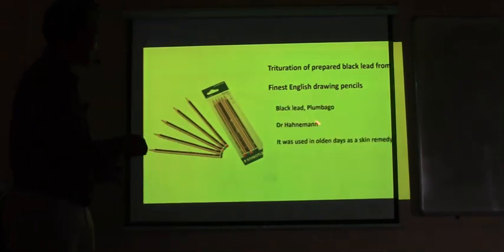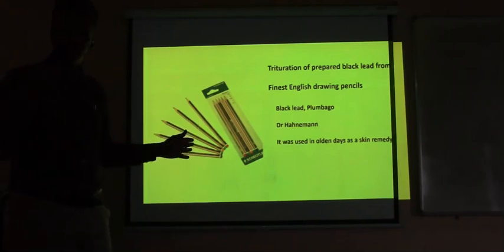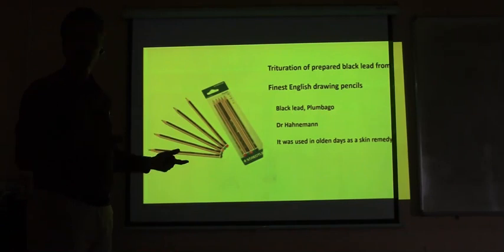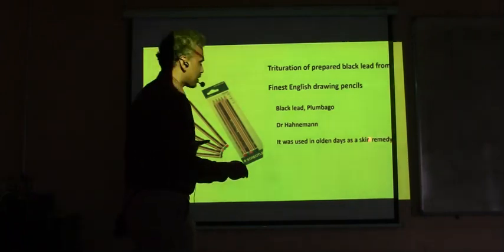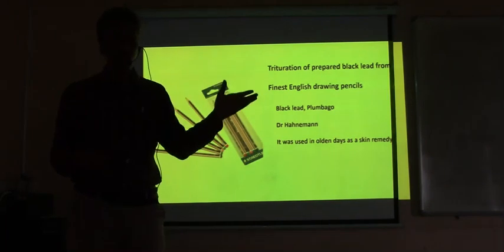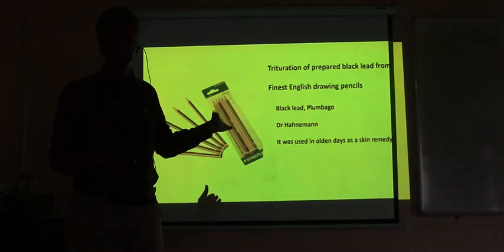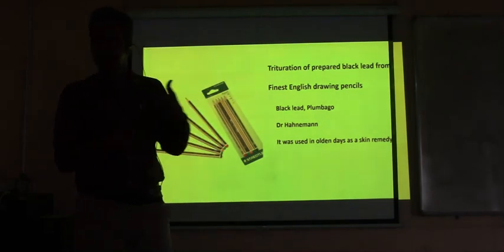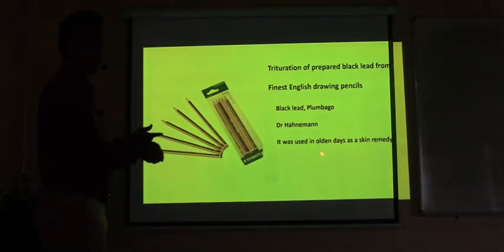So the credit for proving this particular remedy goes to Dr. Hahnemann. He was the one who proved graphites. Black lead and plumbago are the two common names of graphites. And it was used in olden days as a skin remedy. So what is it indirectly giving us a clue? That one of the important spheres of action of graphites will be on skin. This is what day in and day out we see in our clinics, that graphites is a very important remedy acting on skin. So this is the basic introduction about graphites.